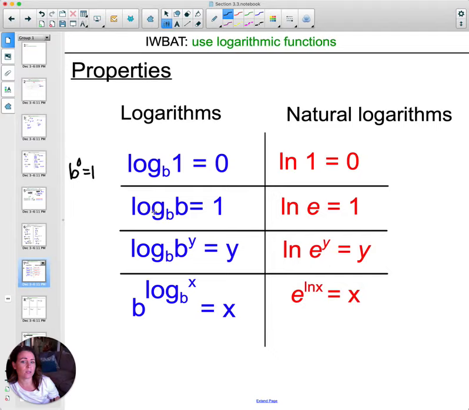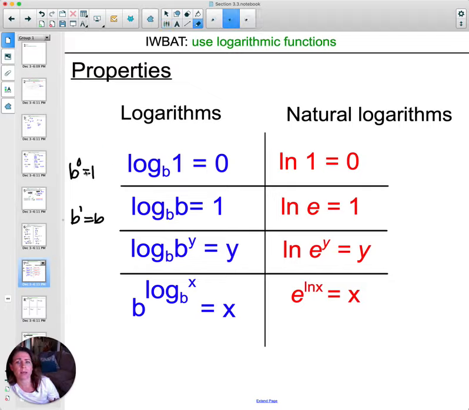Okay, then this one, the log base b of b equals 1. So if the base and the input match, the output is 1. Again, because that's going to be along with this exponential, b to the first equals b. That always happens. So if these match, equals 1. Okay, and then if you've got the bases here with an exponent, so log base b of b to the y, that's going to equal y.